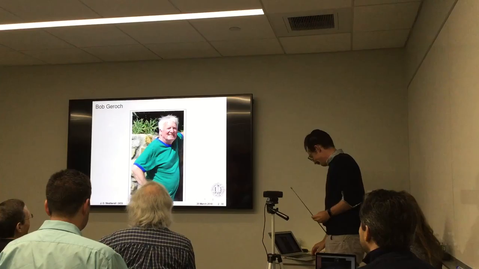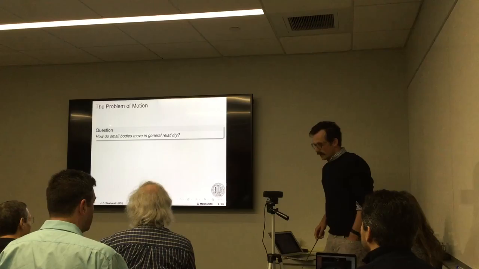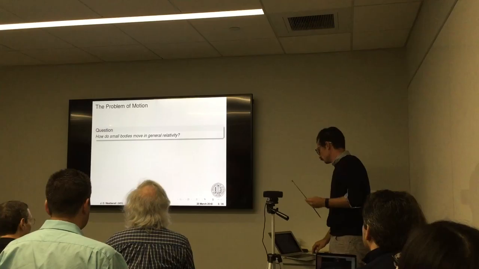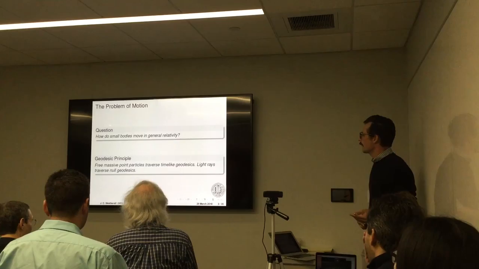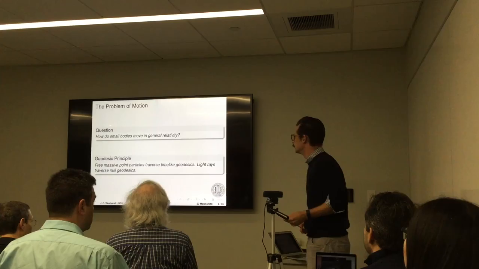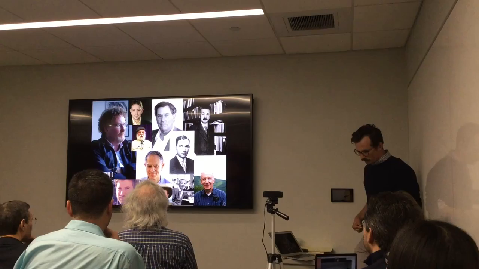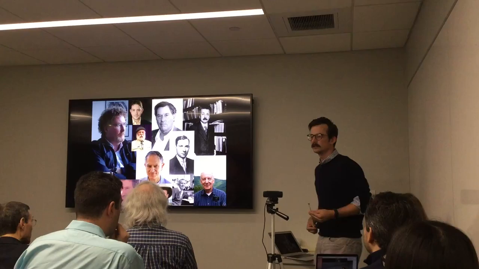So, the question that I'm going to address is an old one in foundations of general relativity. How do small bodies move in the theory? Or how do small bodies move according to general relativity? And of course, there's an immediate answer, which is that any textbook in general relativity will tell you that massive point particles traverse timelike geodesics, and light rays traverse null geodesics. Now, that answer is, of course, well known. It's widely discussed. I'm not going to in any way contradict it.